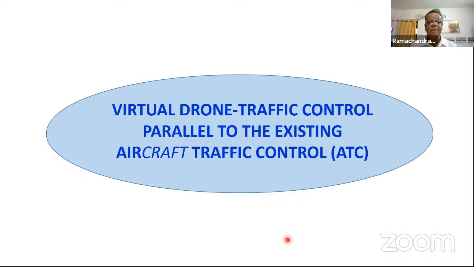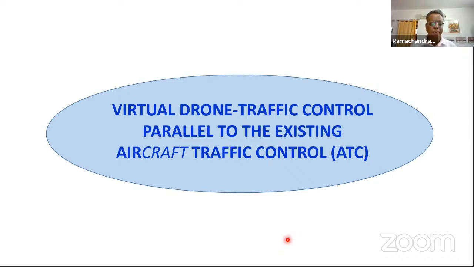And therefore, we've been discussing with the DGCA, that is the Directorate General of Civil Aviation, and the Ministry of Transportation, the Ministry of Civil Aviation. They are all looking at a possibility, without which it's difficult to manage this drone traffic. So they want us to develop what is called virtual traffic control, drone traffic control, in parallel or as an additional layer along with the existing air traffic control system in the airports.